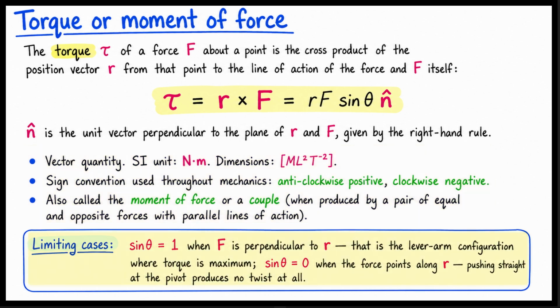Two limiting cases are worth memorizing. When sine theta equals 1, the force is perpendicular to r, which is the lever arm configuration where torque is maximum. When sine theta equals 0, the force points along r, so pushing straight at the pivot produces no twist at all.